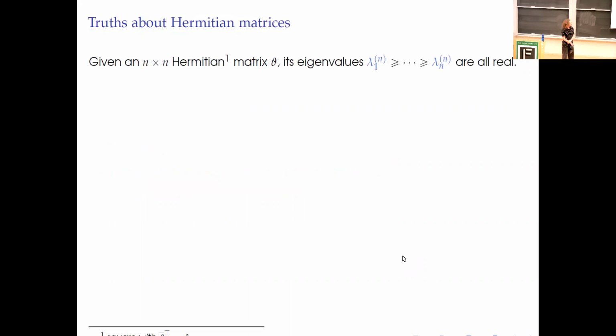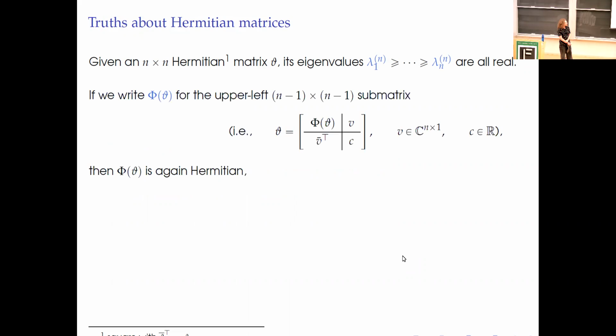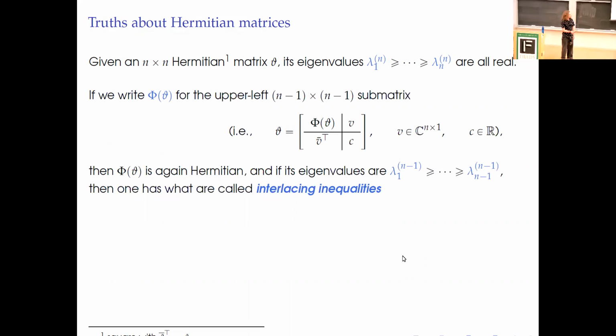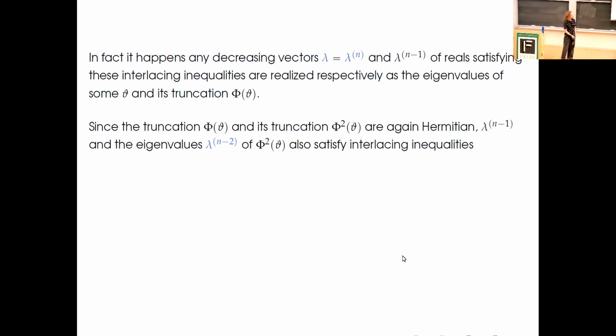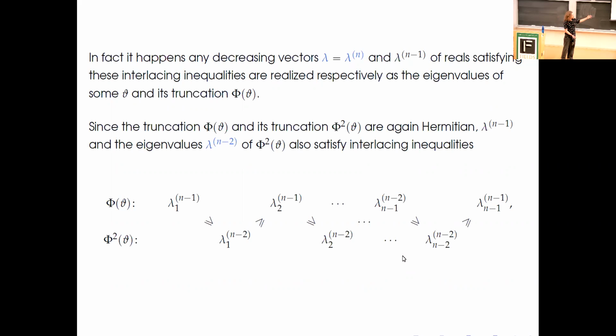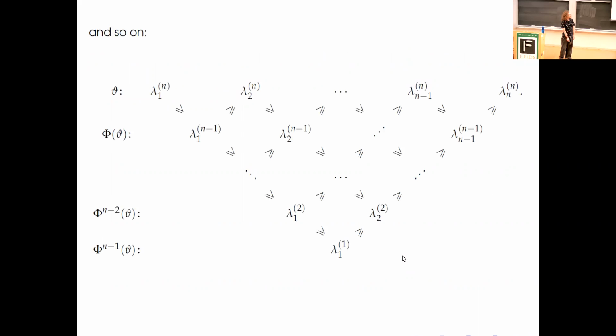All right. So matrices we know about, but Hermitian matrices have real eigenvalues. And if you take a submatrix, upper left submatrix, it's again Hermitian, and so it again has real eigenvalues. And these eigenvalues are interrelated in this way. They are interlaced thus. Moreover, if you have any sets of reals satisfying those, they come from some Hermitian matrix and its Hermitian truncation. And if you iterate this truncation, you get more inequalities with the eigenvalues of the second truncation. And you can keep doing this and you get a triangle of inequalities.